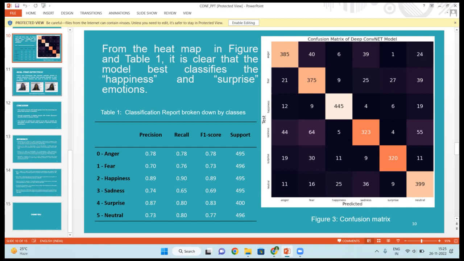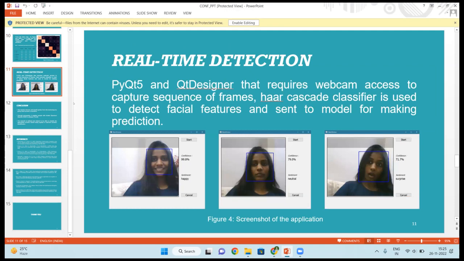For the real-time detection, an application is built using Python PyQt5 and the Qt Designer library that requires webcam access to capture a sequence of frames. Haar cascade classifier is used to detect the facial features in real time and was sent to the model for making predictions. In the figure, a screenshot of the application is shown.